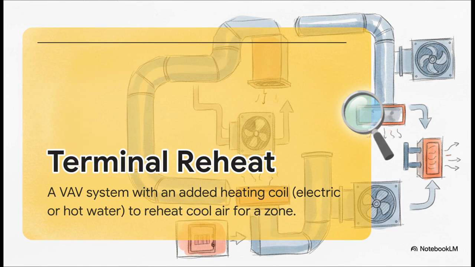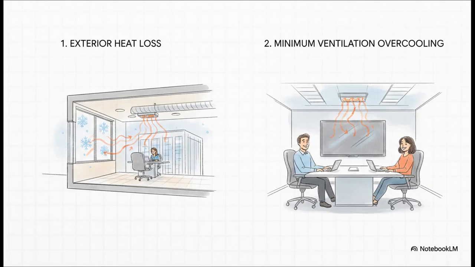It's called terminal reheat. Basically, you take a normal VAV box and you add a little heater to it at the very end. It could be an electric coil or one with hot water. So now you're still getting that required fresh air, but if the room starts to get too chilly, this little coil kicks on and warms that air up just a bit right before it enters the room. Problem solved. So where do you actually use this?